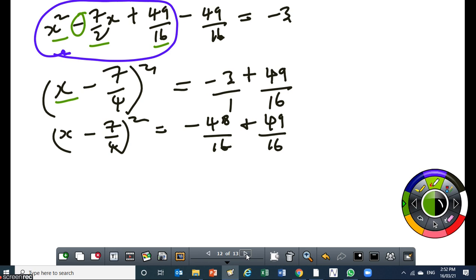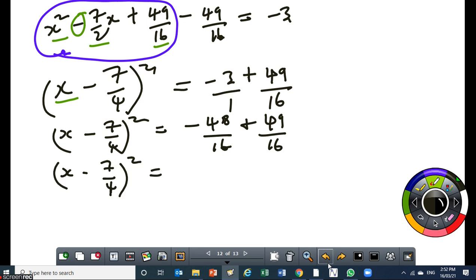So once you are here, then use your knowledge of fractions there. This becomes x minus 7 over 4 all squared is equal to, sorry, it's a plus rather, it will be 1 over 16, like that. Because minus 48 plus 49 gives you a positive 1. The last term in the trinomial will always be a perfect square. Even if it's a fraction, it will be a perfect square.